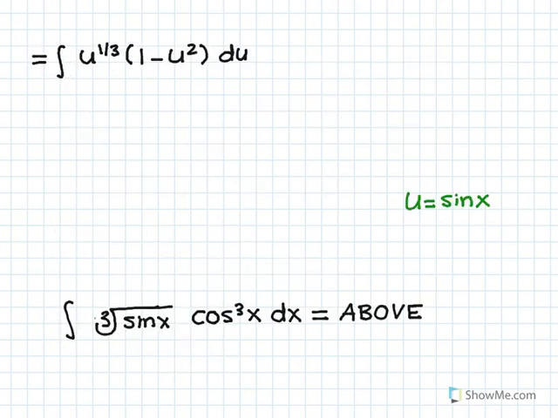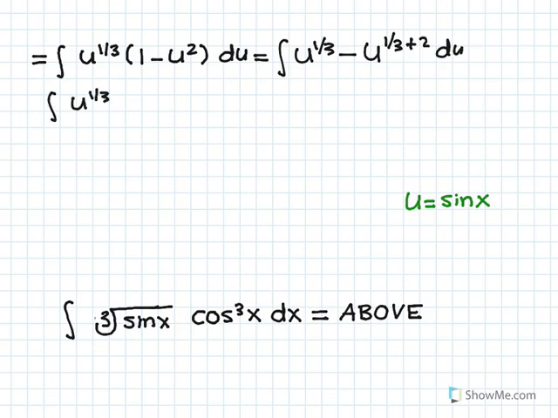Alright, so what we have is the integral of u^(1/3) times (1 minus u squared) du. Let's multiply u^(1/3) through, and we get the integral of u^(1/3) minus u^(1/3) times u squared. We add up the exponents: 1/3 plus 2, that's 6 over 3 plus 1 over 3, that's 7 over 3. So we have u^(1/3) minus u^(7/3) du.